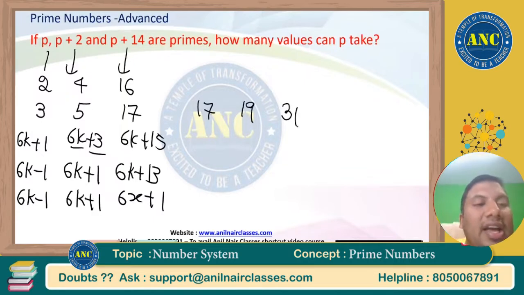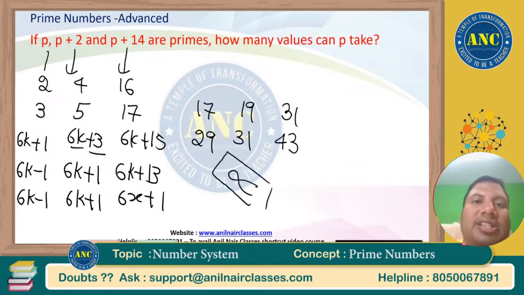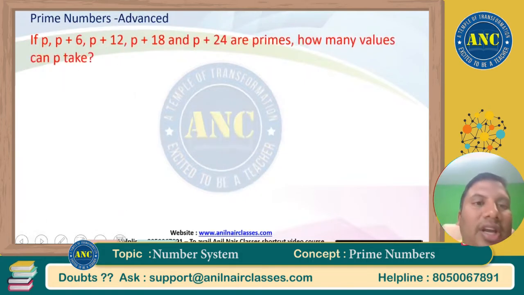You are getting it. Let me take 29, which is 6 times 5 minus 1. 29 plus 2 is 31, 29 plus 14 is 43. So 29, 31, 43. Like that, there exist so many 2-digit numbers which satisfy this question. 2 digits it satisfies, 3 digits it satisfies, and so on. It is infinite. This model we covered.